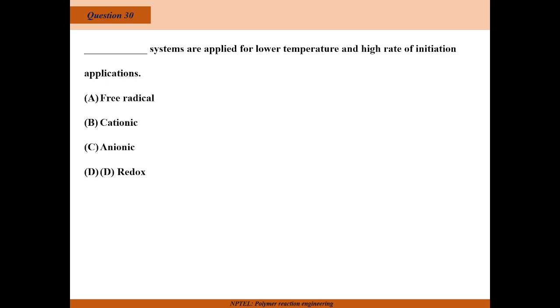Dash systems are applied for lower temperature and high rate initiation applications: free radical, cationic, anionic, redox. Cationic and anionic generally we can carry out at low temperature. The answer to this question is basically redox. Redox systems are applied for lower temperature and high rate initiation applications. Both ways it is there, then it is redox.